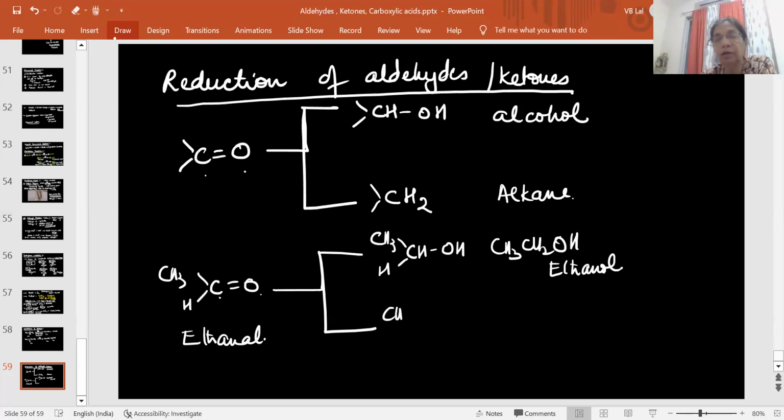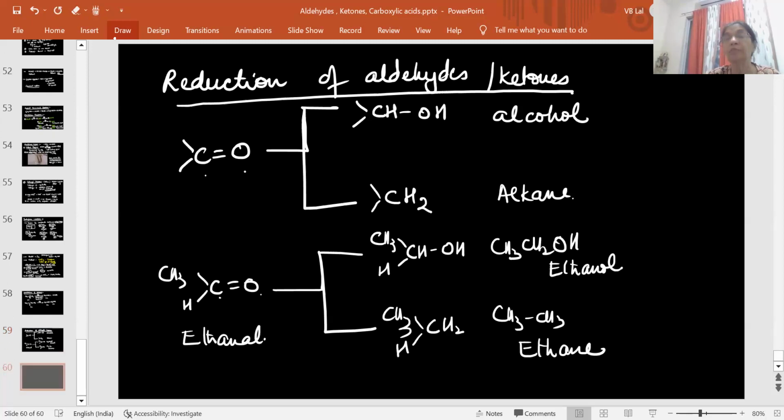But if I remove oxygen, then CH3 CH2. So what will it become? CH3CH3. So it will become what? Ethane. So depending on my reducing agent, I can convert the aldehydes into primary alcohols or I can convert them into alkanes with the same number of carbon atoms. We can take more examples.